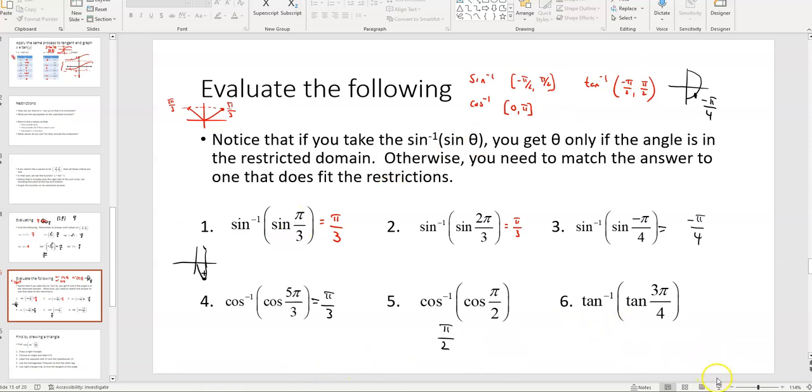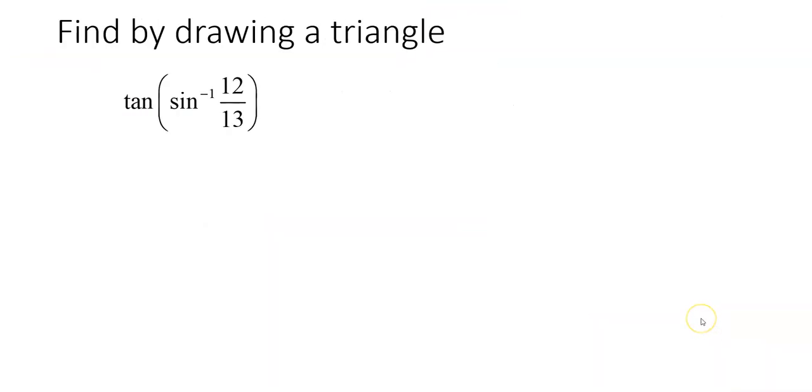All right, what about something like this? Suppose you want to find the tan of the inverse sine of 12 over 13. So you notice in my directions I said find by drawing a triangle. The other ones we did were like sine of the inverse sine or cosine of the inverse cosine. Well, this is tangent of the inverse sine. This thing over here is an angle. It's an angle where the opposite and hypotenuse have a ratio of 12 to 13.